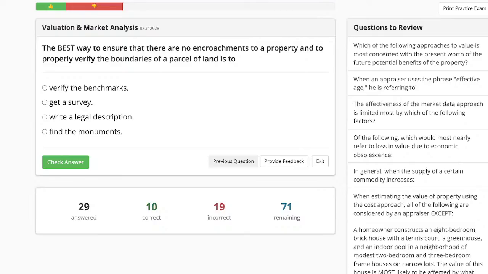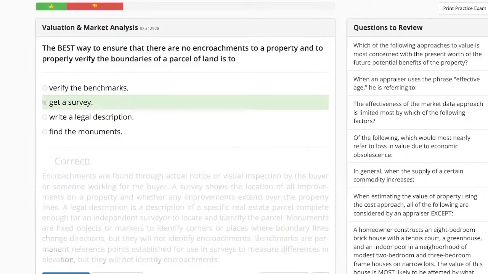Okay, let's do the question on the board. The best way to ensure there are no encroachments to a property and to properly verify the boundaries of a parcel of land is to: A, verify the benchmarks; B, get a survey; C, write a legal description; or D, find the monument. The answer is get a survey.